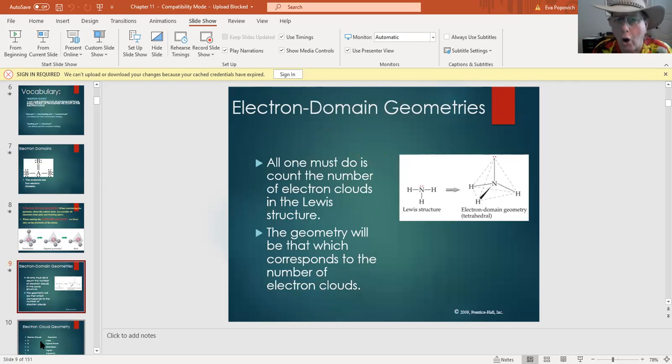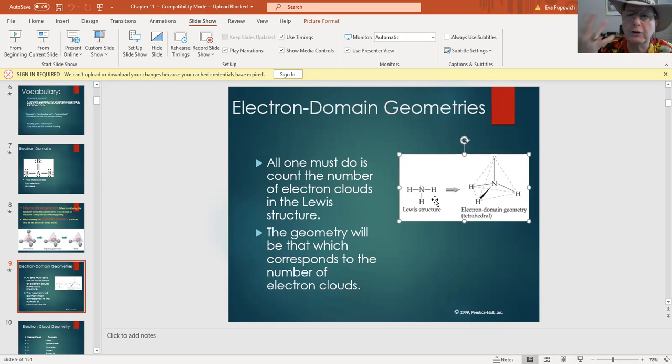All right. All you've got to do is count the number of electron clouds in the Lewis structure. The geometry will correspond to the number of electron clouds. So you have to draw the Lewis dot structure first. You draw a Lewis dot structure, you have ammonia. Cassidy, how many electron clouds are around that nitrogen? 3. But you're forgetting something. 4. You have to include the lone pair. So it has 4 electron clouds.